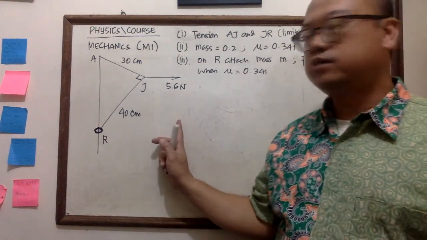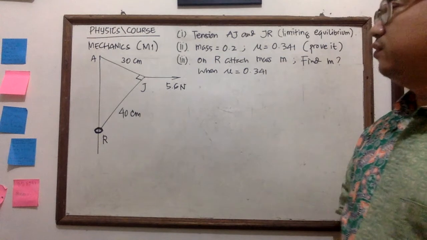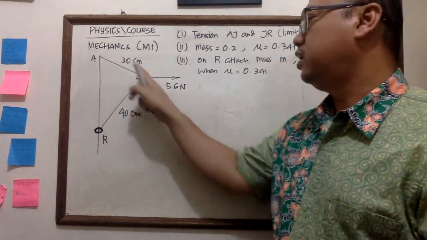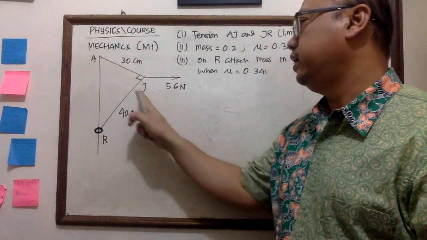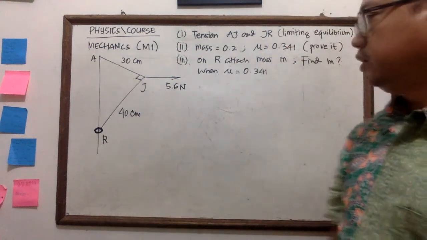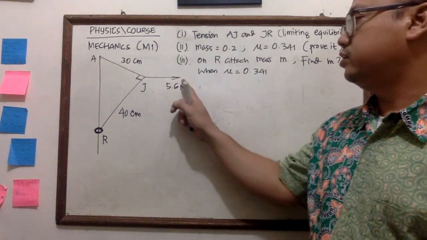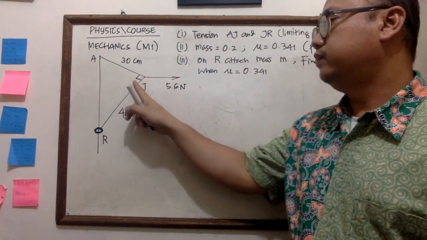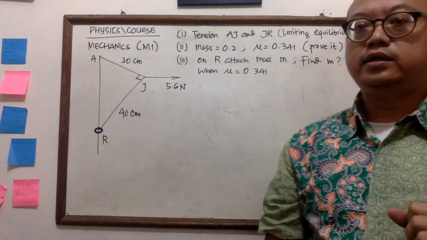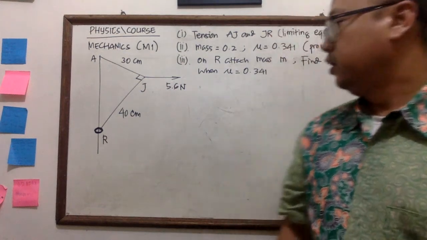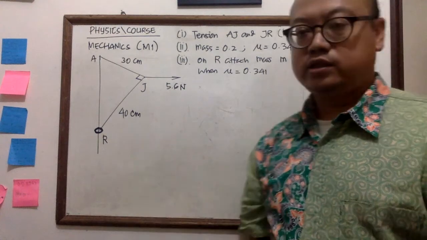Yes, I have this question. This is about equilibrium. There is a rope coming from A, G, and R. We have 5.6 newtons on the horizontal line, and the angle is 90 degrees, a right angle. The length of AG is 30 centimeters and RG is 40 centimeters.